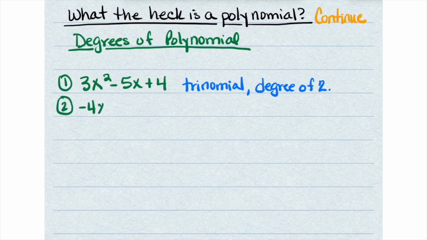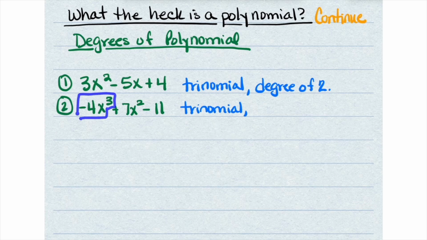Negative 4x cubed plus 7x squared minus 11. What type of polynomial is this? This is also a trinomial because it has three terms. What is the degree? We'll find the largest term. This is the largest term because it has a number 3. This would be the second largest, and then this is a constant. Okay, so this is your largest term. Therefore, it has a degree of 3. Easy? Okay, let's look at this one.